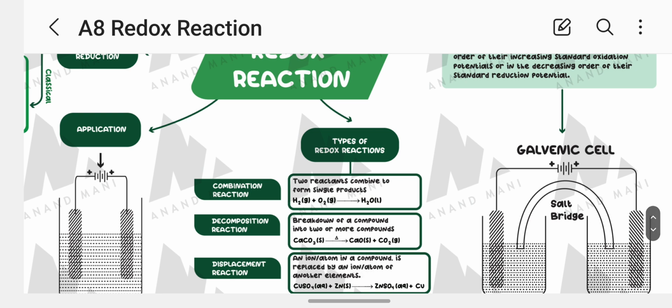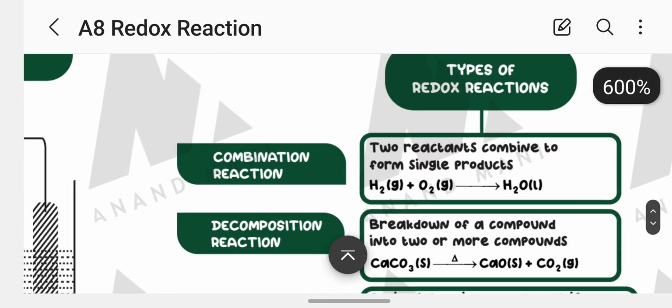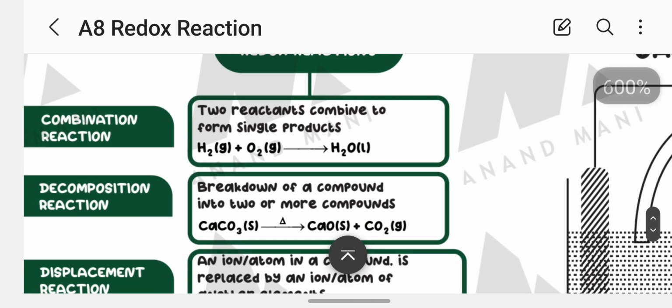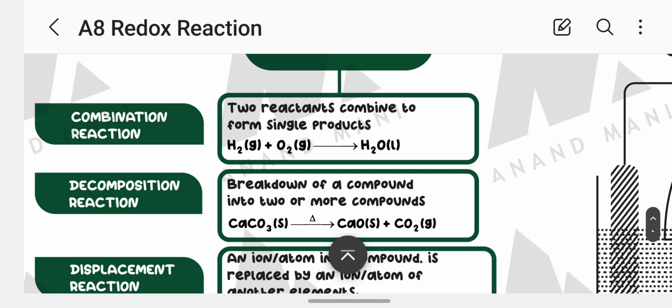Then we have types of redox reactions, in which the first type is the combination reaction. So let us move on and briefly discuss the combination reaction. In a combination reaction, the reactants combine to form a single product, like hydrogen gas and oxygen gas combining to make liquid water as a single product.